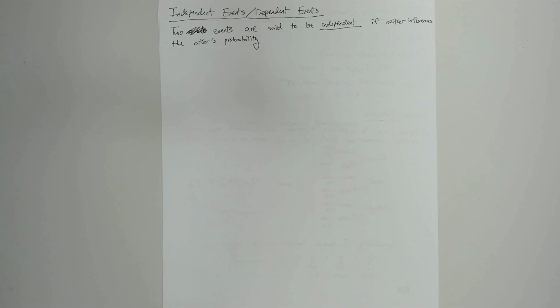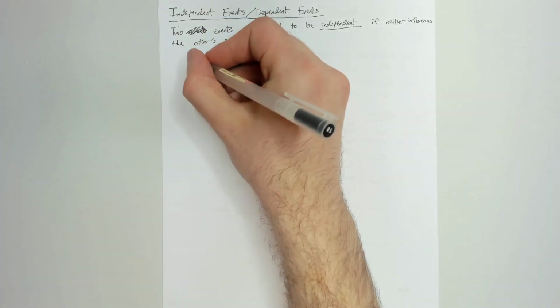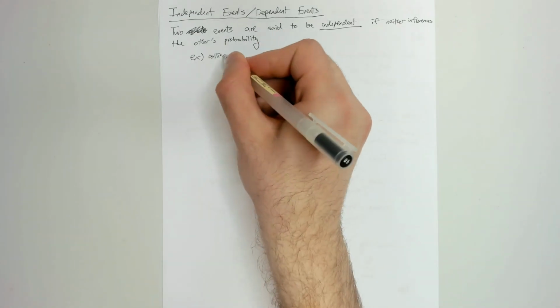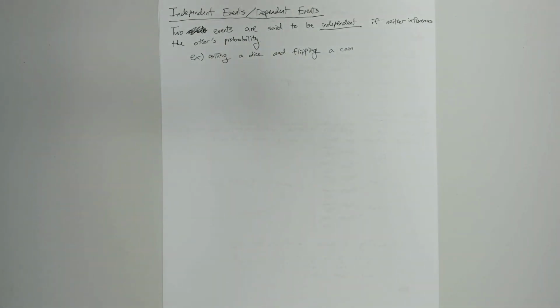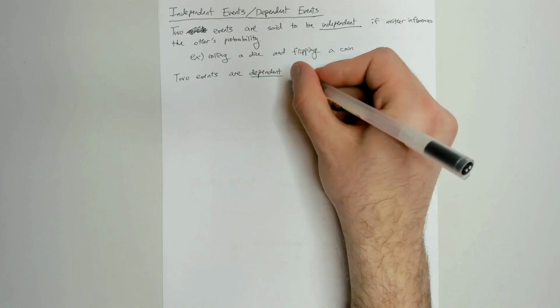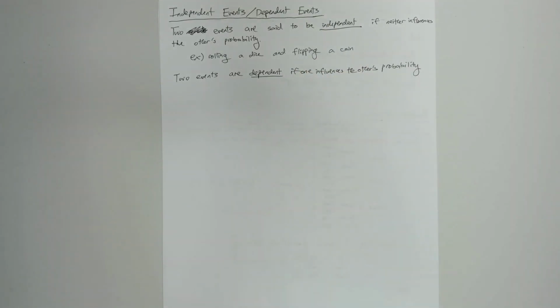So, for example, let's say I roll a dice and then I flip a coin. Does me rolling the dice have any impact on what the coin's result is? Or does the coin's result have any impact on the dice's result? No, it doesn't. So that would be an example of independent events. So something that's not independent would be a dependent event. Two events are dependent if one influences the other's probability.